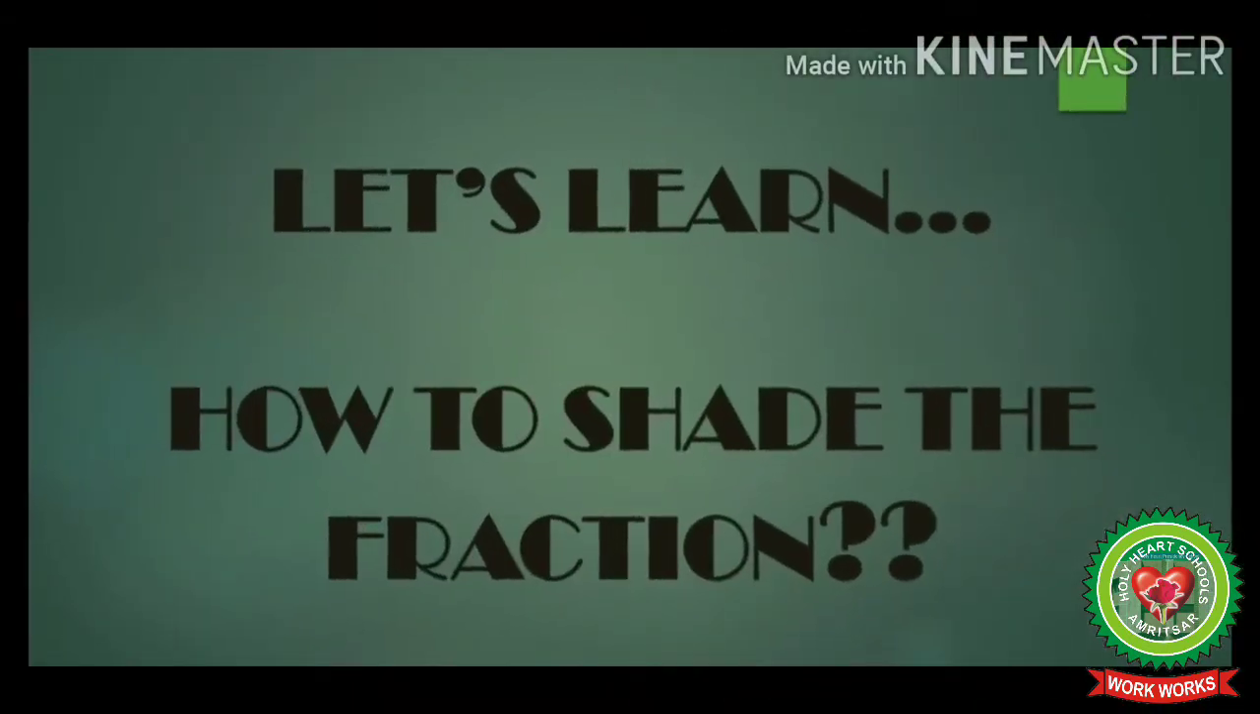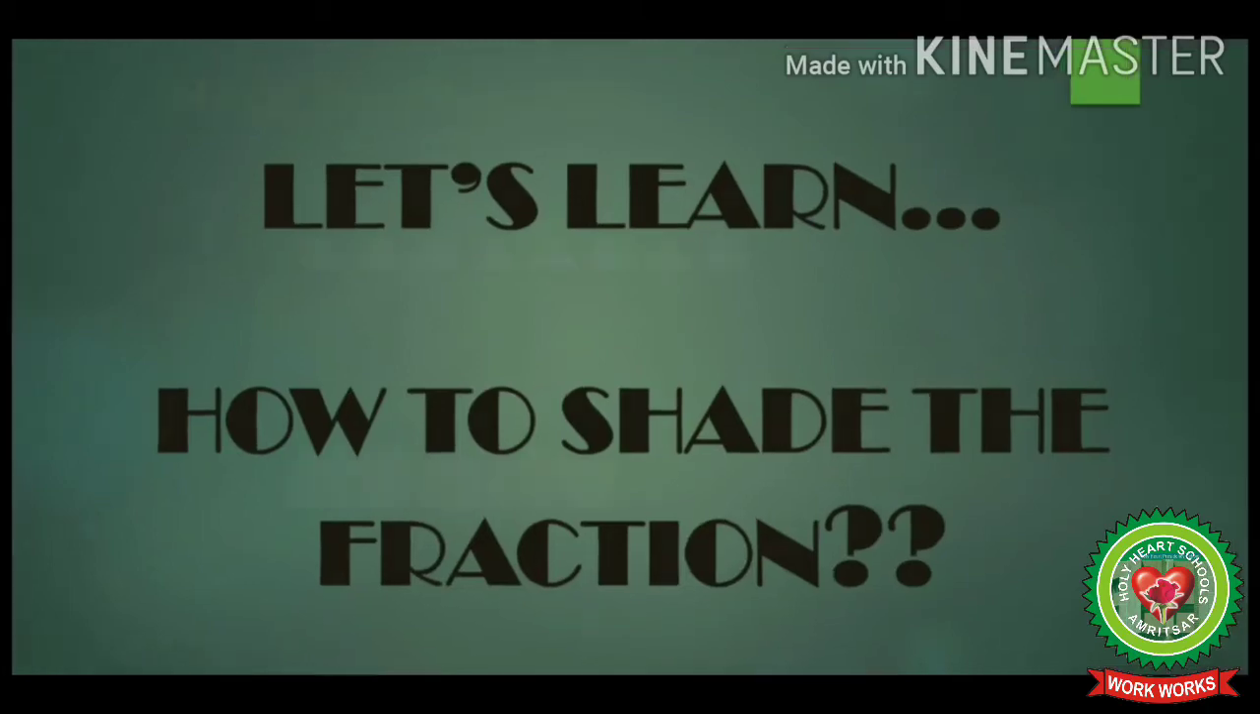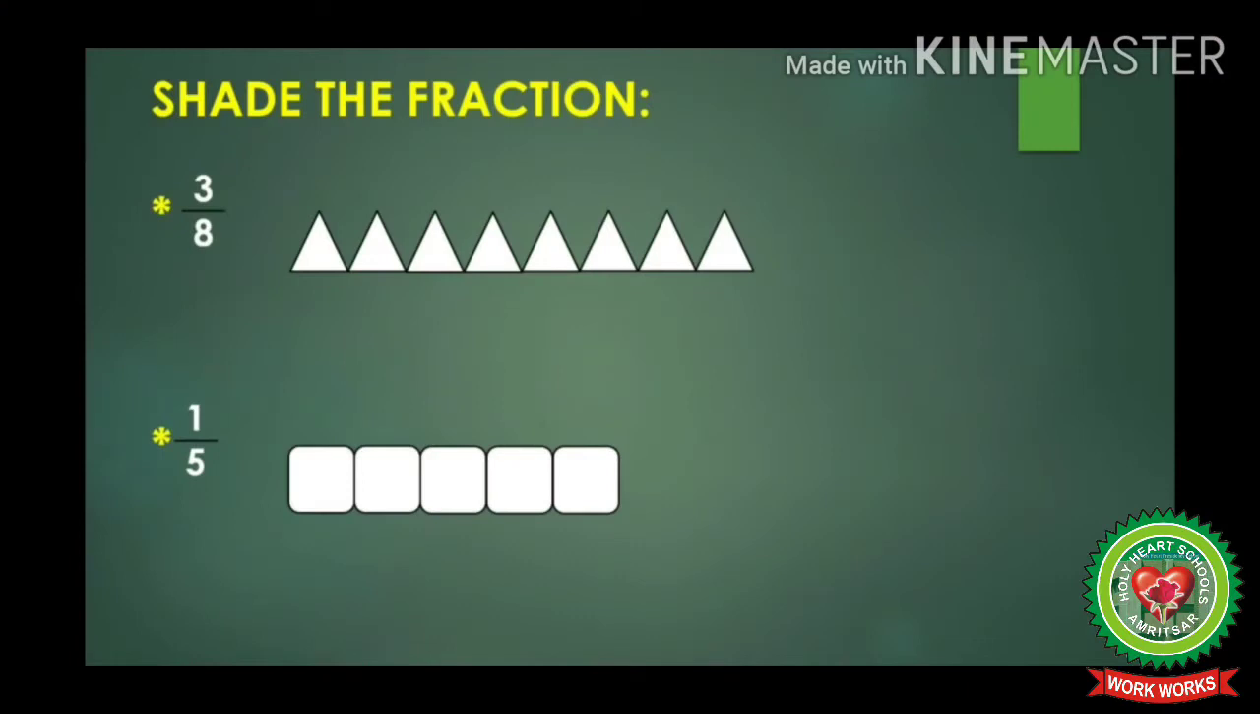Now let us learn how to shade the fraction. Children, in this you will color the fraction. Our first example is 3 upon 8. Now, as we know, above the line shaded parts are there and below the line total parts are there. So what is below the line? 8. So first of all, draw 8 triangles or any shape you like. And in the second figure it is 1 upon 5. So below the line 5 is there. We will draw 5 squares.